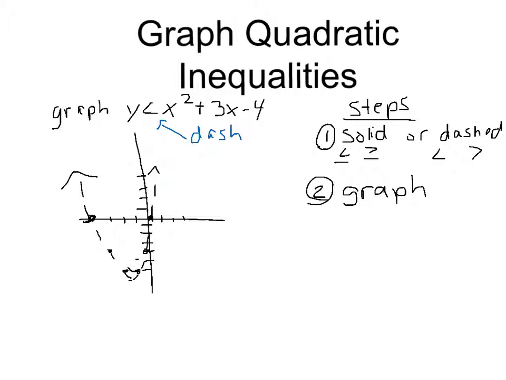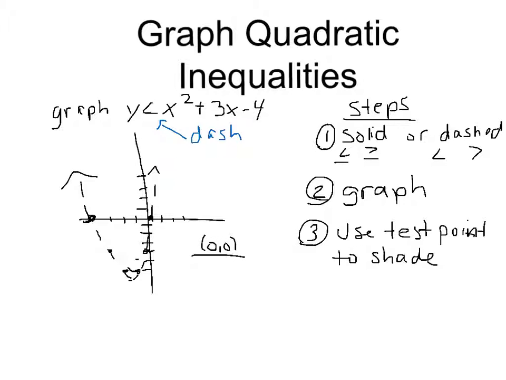The next thing we need to do is decide our shading. So step 3 is to use a test point to shade. Okay, if we use the point (0, 0), which is not on my graph, and plug (0, 0) into our inequality, we're going to have 0 less than 0 squared plus 3 times 0 minus 4, which is 0 less than 0 plus 0 minus 4, which would be negative 4. We want to see, is 0 less than negative 4?